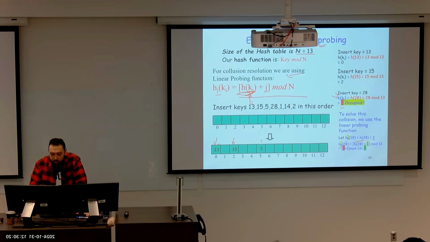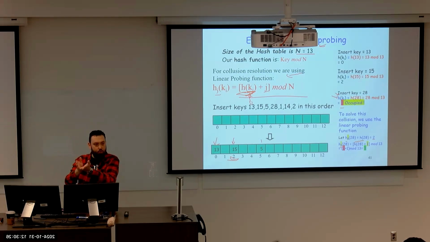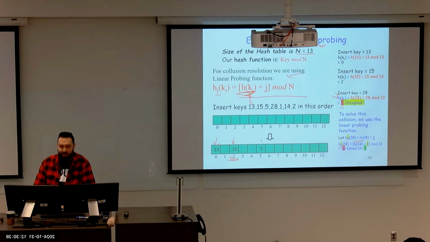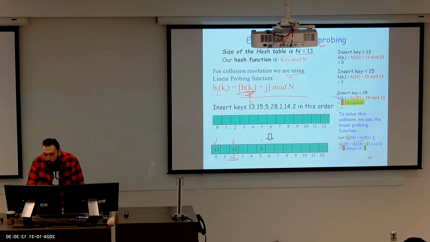OK, I got 2. 2 is occupied, correct? 2 is occupied. Then now I have to use the H0, H1, H2, H3. I have to use the linear probing. So my H0 is the first one that I did, which I ended up with 2. Correct?